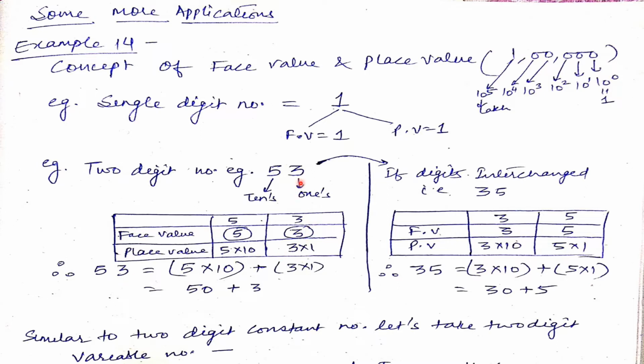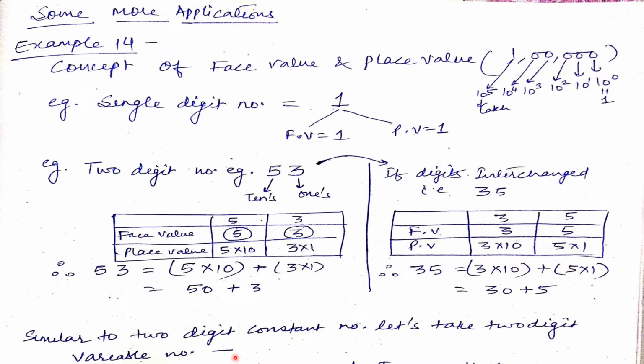If I reverse the number, it becomes 35. Now see what is the difference. The face values remain the same. Again, the face value of 3 is 3, the face value of 5 is 5. But this time the place values have changed. This time 3 is at the tens place, so the value of 3 is 3 into 10 and the value of 5 is 5 into 1. So we can write 35 as 3 into 10 plus 5 into 1, which is 30 plus 5. Now, these are simple examples. Now, similar to two-digit numbers, let's take a two-digit variable number.